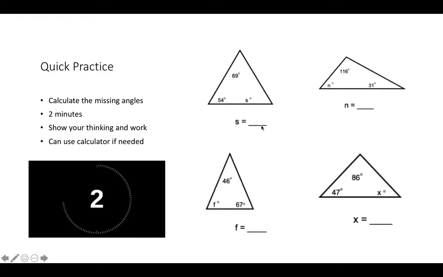Alright, this is time for you to try it. You have 2 minutes to go. Start. What you're going to do is calculate the missing angles. You're going to do 2 minutes. You're going to show your thinking and work. So for example, I showed my subtraction and my addition. Right? You have 2 minutes starting now.